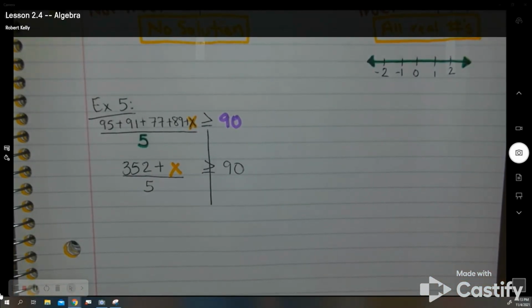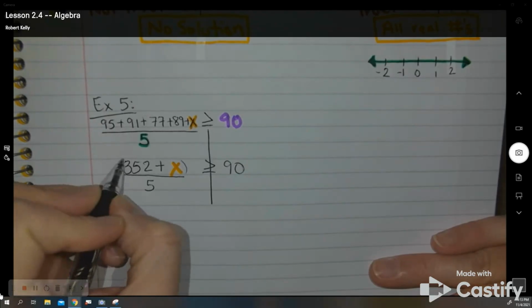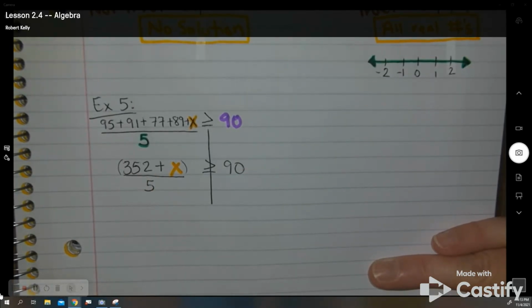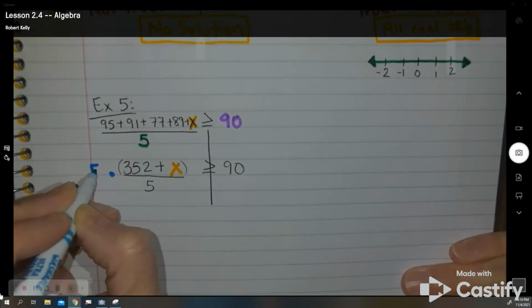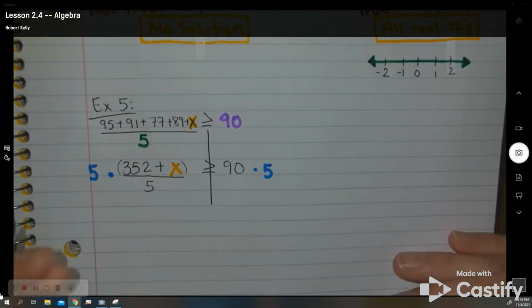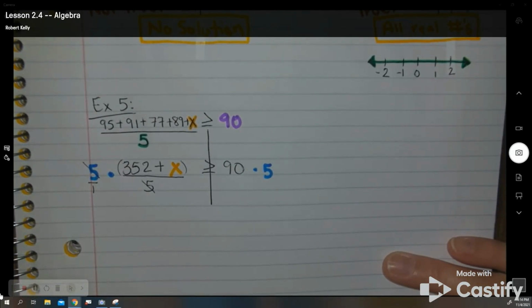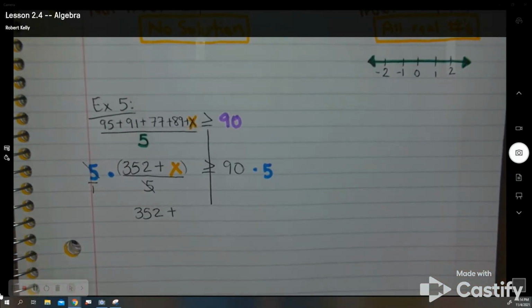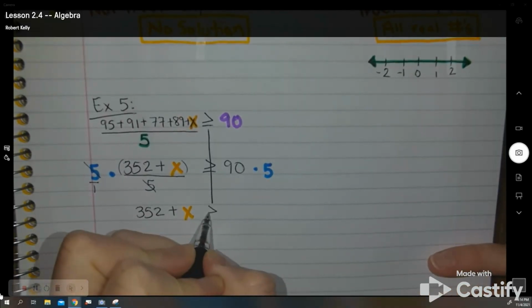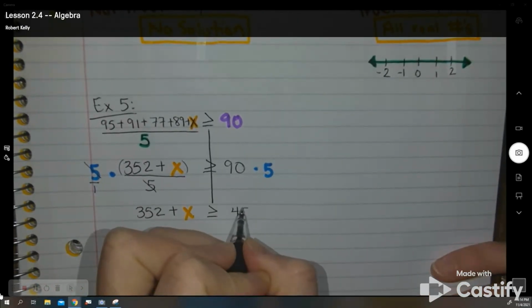Now remember, when you have an addition or subtraction problem at the top of a fraction, it's as if these are in parentheses. So we want to take care of undoing this division before we worry about the addition and subtraction that's on there. So we're going to multiply both sides by positive 5. Because remember, it's like 5 over 1, which means the 5s will cross cancel. So we're left with 352 plus X is greater than or equal to 90 times 5, which is 450.